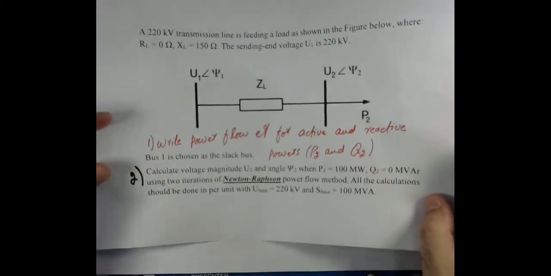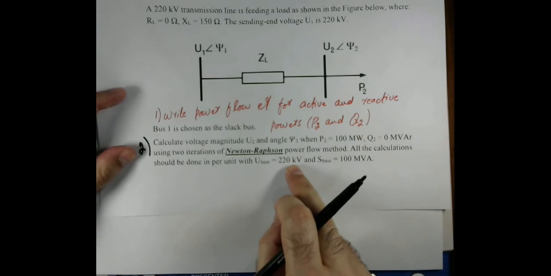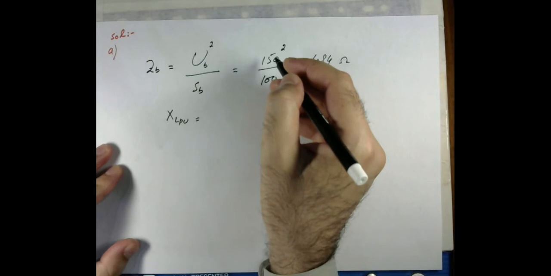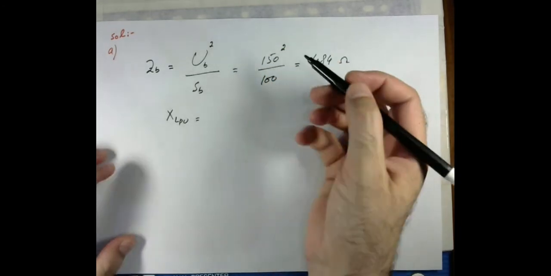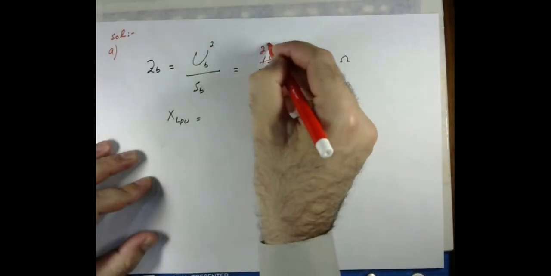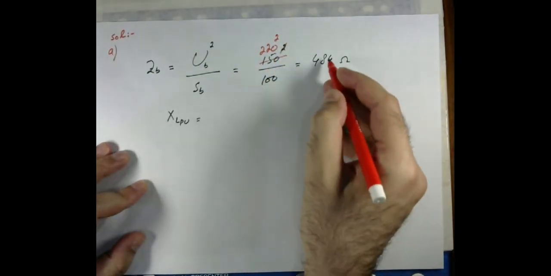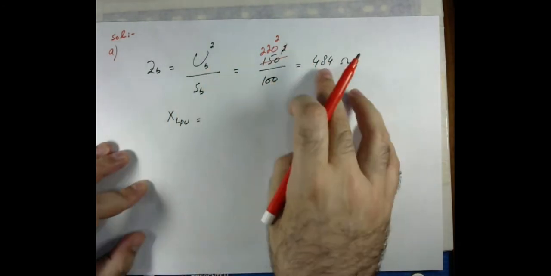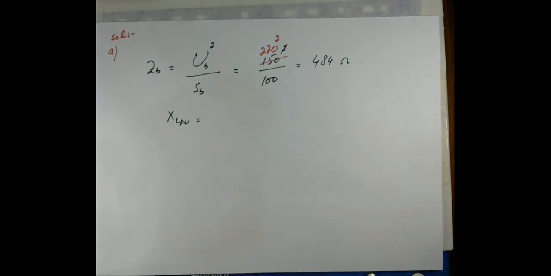Sorry, I made a small mistake. The base value is 220 kilovolt, so that is not 150, rather it is 220 kilovolt. Let me correct it. That is 220 squared over 100. One can check it, that is the value of the base impedance.